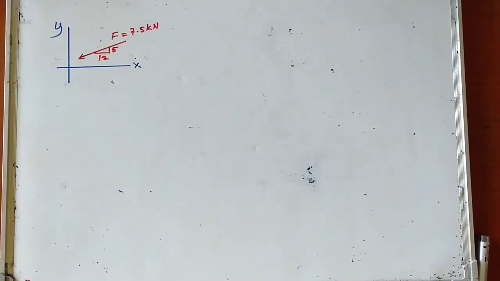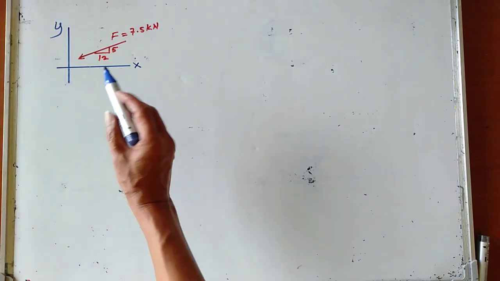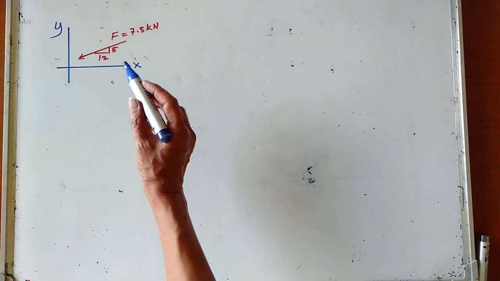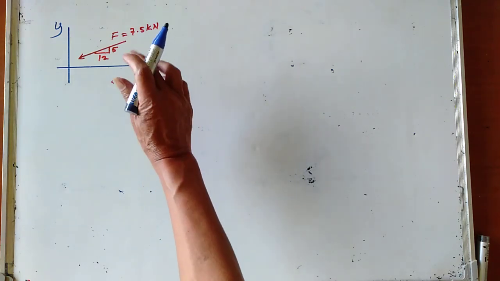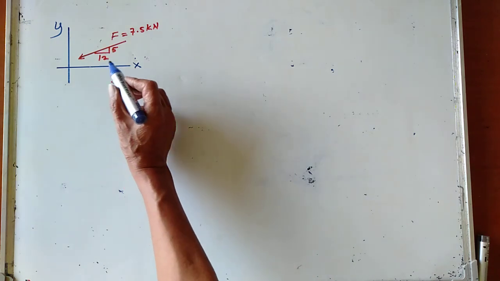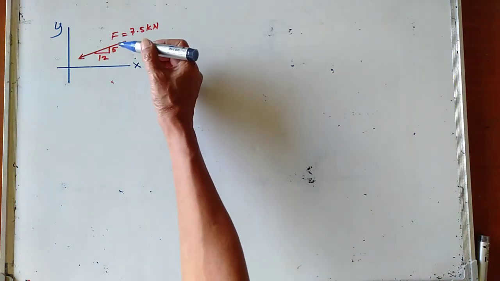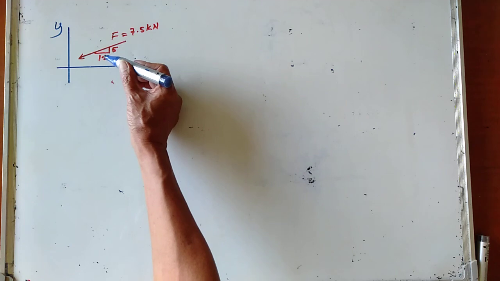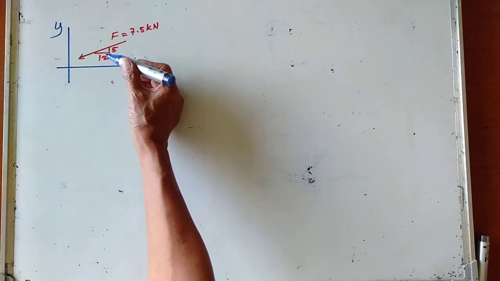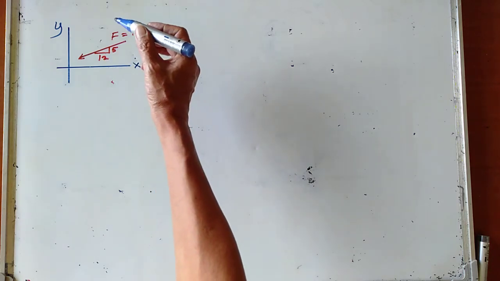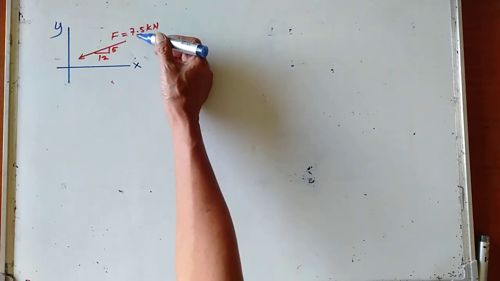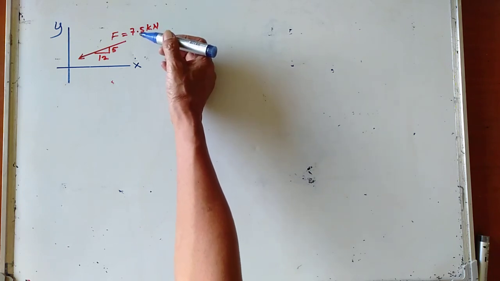So this is now your sample problem number 2. Now the slope of the 7.5 kilonewton force is specified as shown. So we have 5 vertical to 12 horizontal. Express this force in Cartesian vector form.